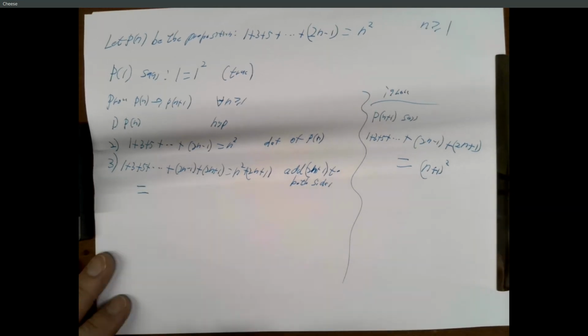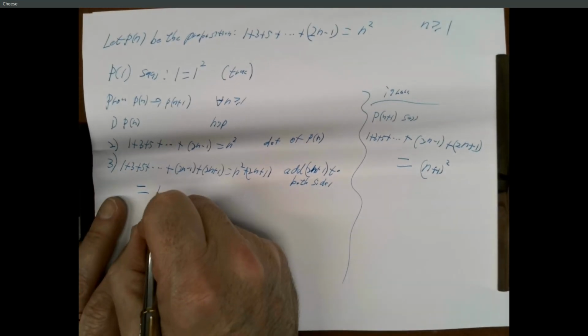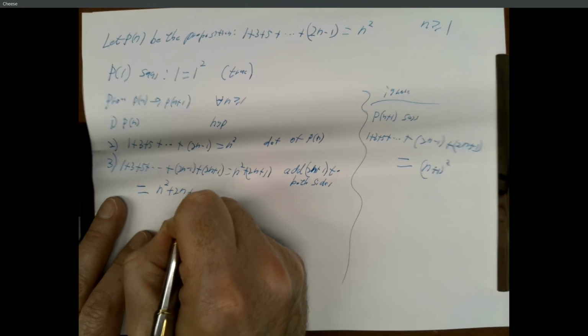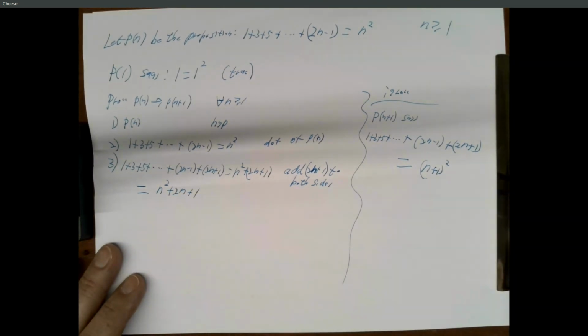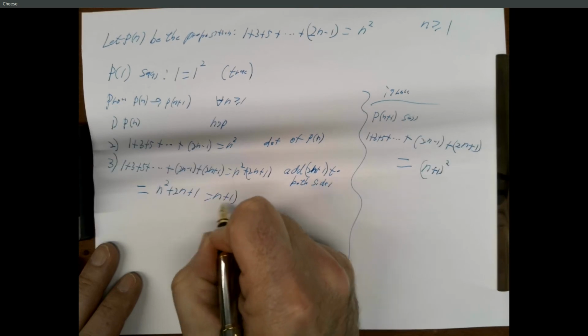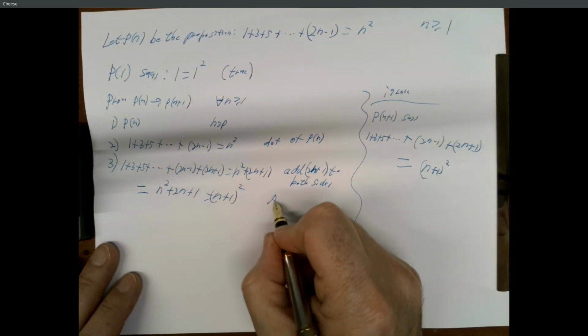And I'm just going to expand that right-hand side. I'll get rid of my parentheses. It's n squared plus 2n plus 1, and how can I rewrite that in a way that might be useful? Equals n plus 1 squared. That's more algebra.